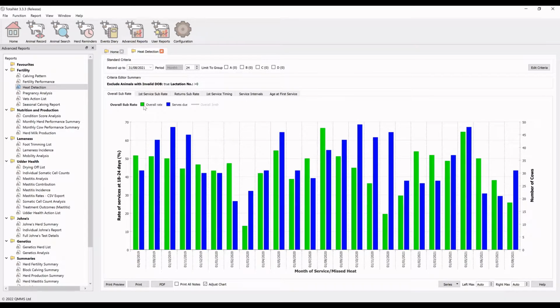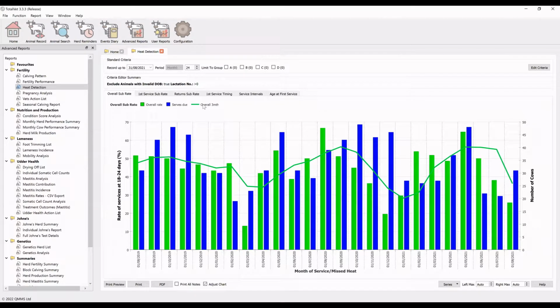Now I'm going to add the submission rate by month over the last 2 years in green bars. These are read to the left axis. We can see that on average around 50% of serves are carried out in each month period, but there is still quite a lot of variation from month to month.